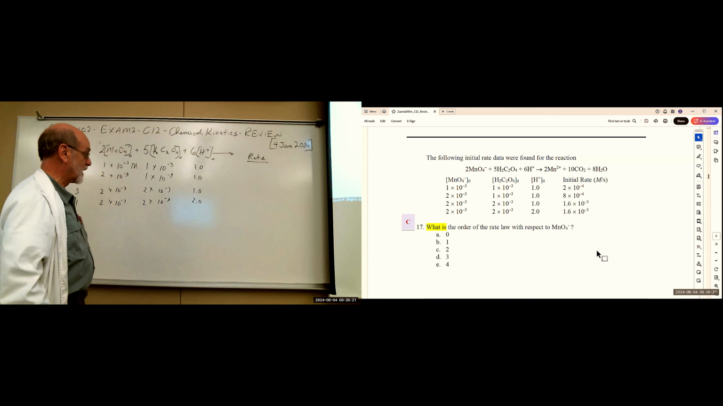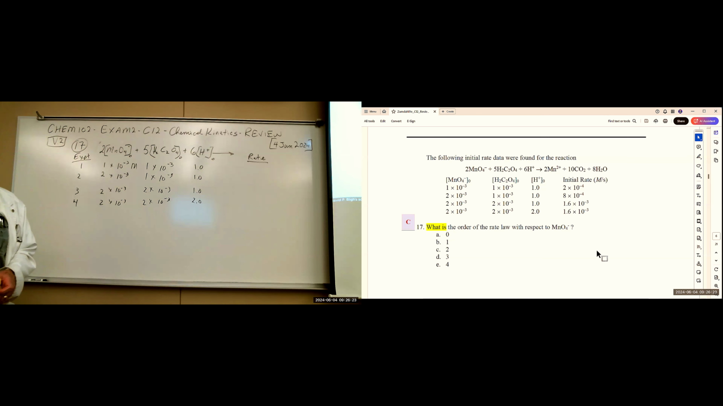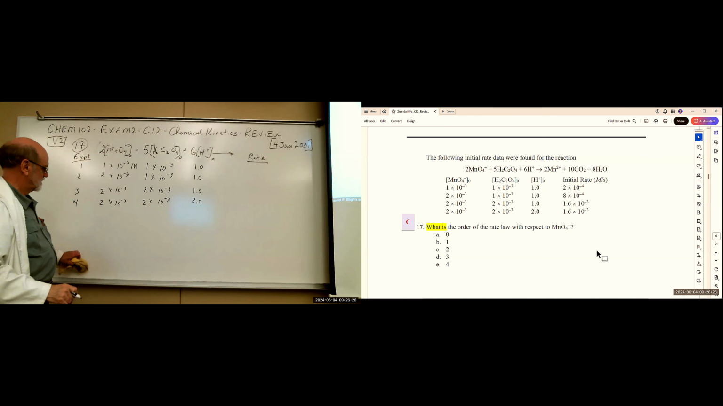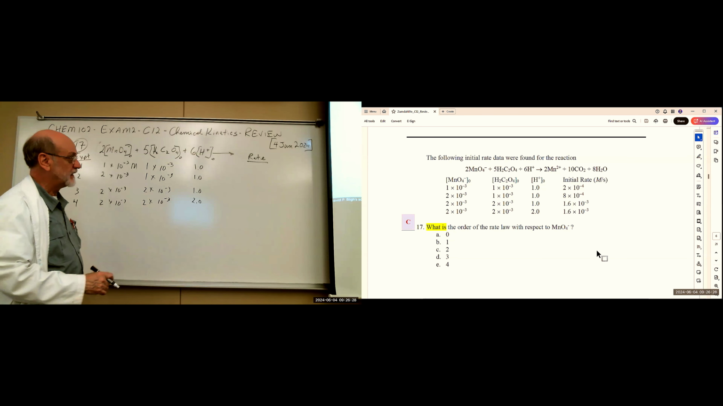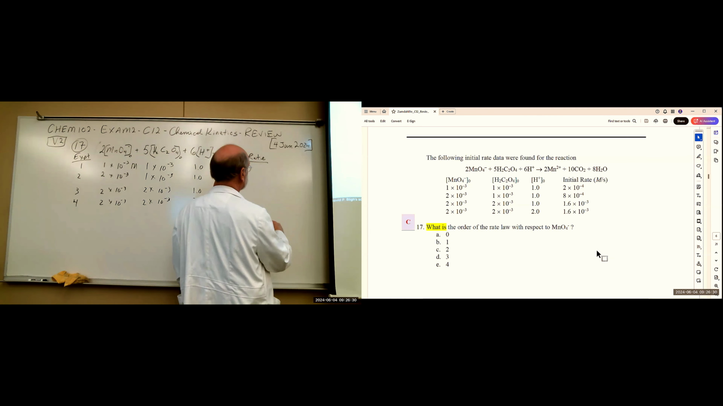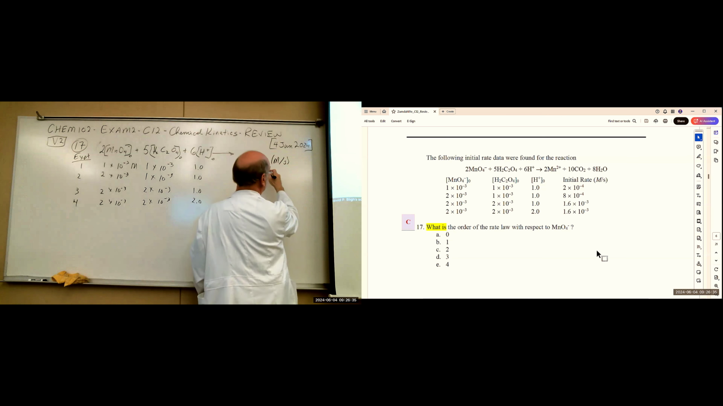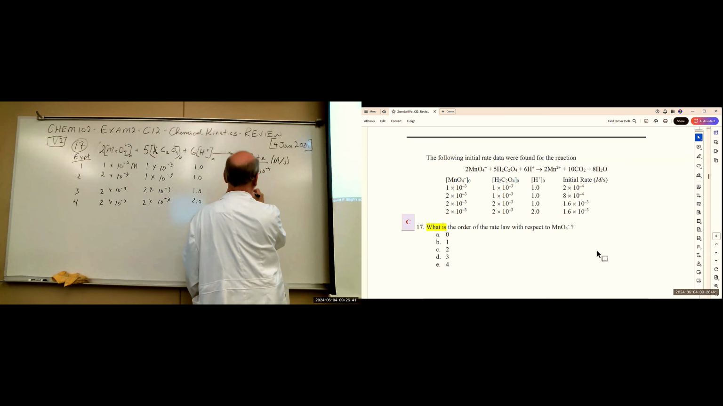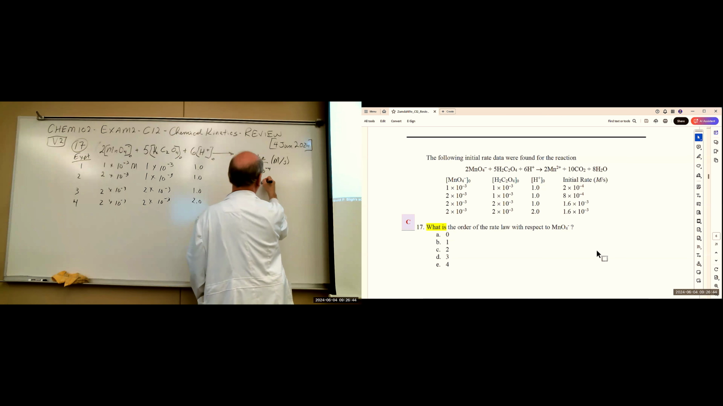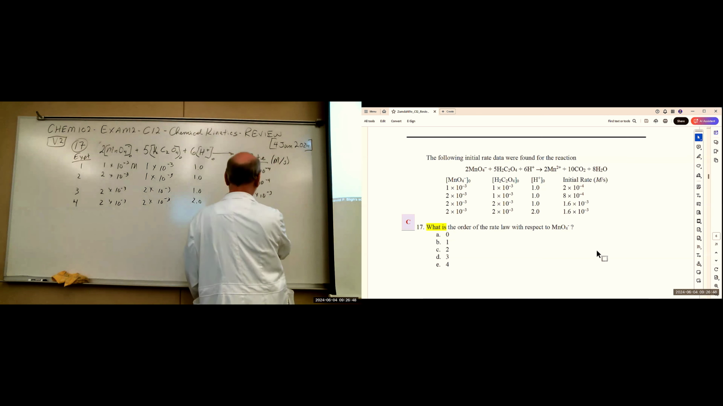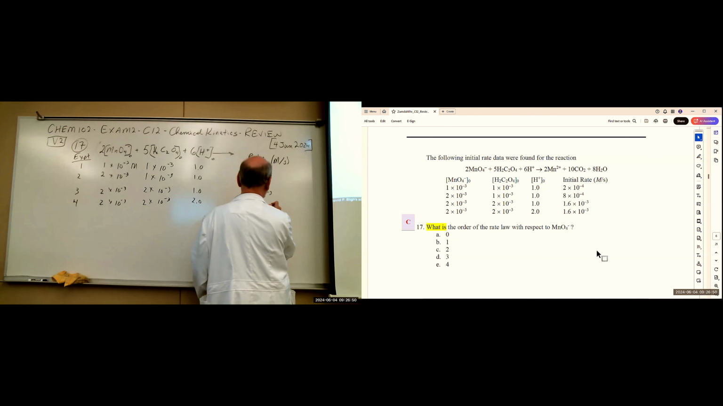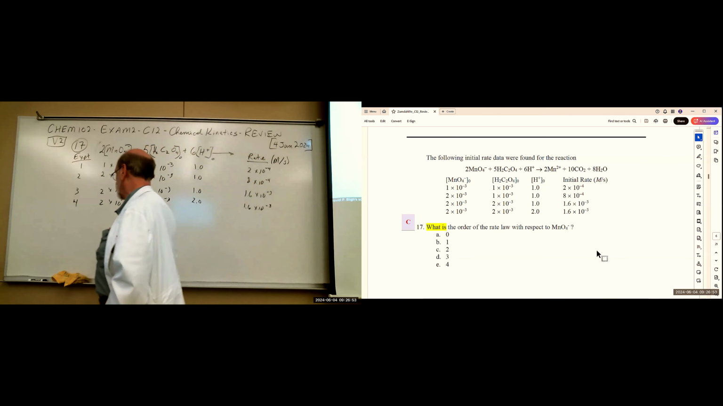Molar. 1 molar acid. That's pretty strong. This is an aggressive, acidic solution. And then the rates, actually we're given the units. Molar per second. 2 times 10 to the minus 4, 8 times 10 to the minus 4, 6 times 10 to the minus 4, 10 to the minus 3, and 1.6 times. Okay, so there's all our data.